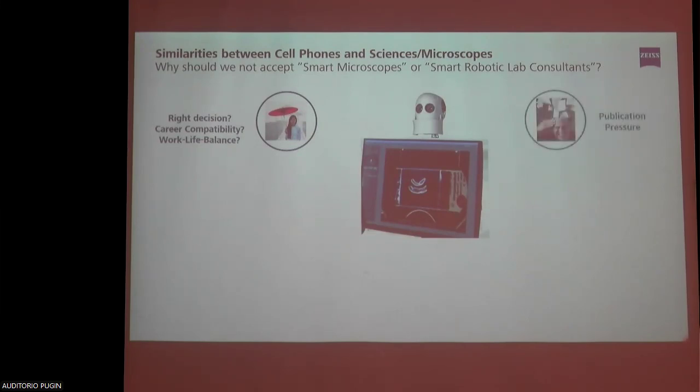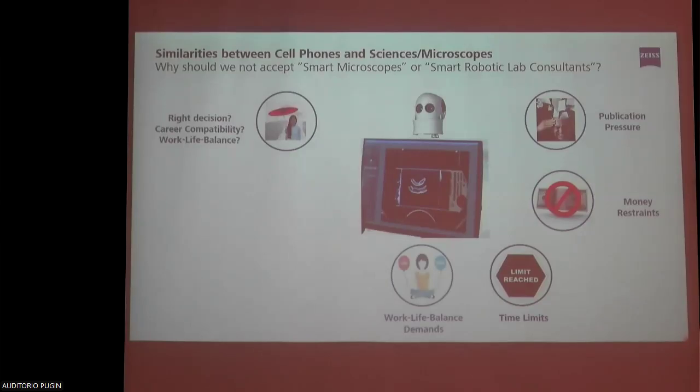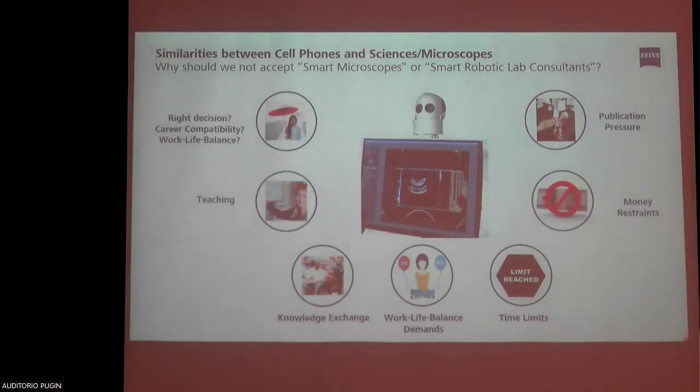Now let's make the switch back to science. And in science, my question is, why not accept a robotic lab consultant that can help us? Because we are struggling nowadays with so many different issues, like publication pressure. We often do not have enough money to fulfill our research. We have time limits because we want to have a good life apart from our academic life. We might have some kids. We want to have a good work-life balance with our families.